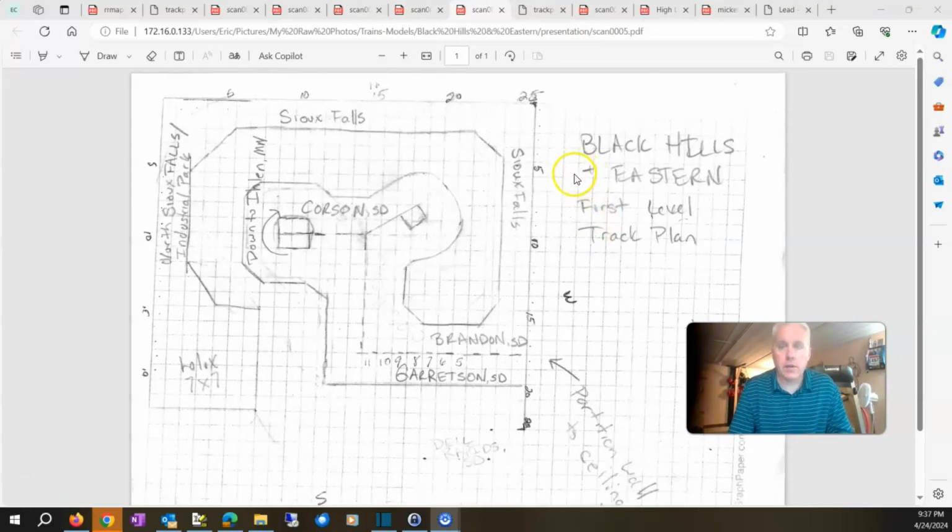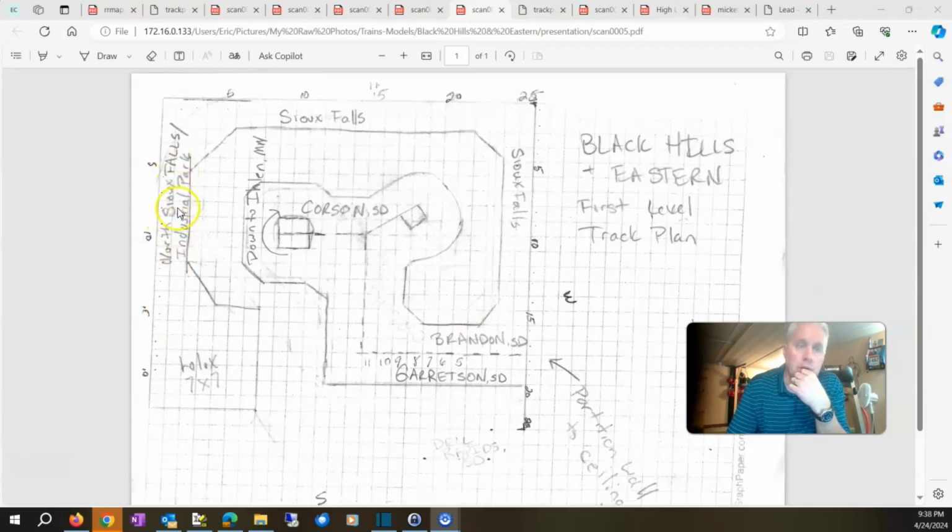Now we are at the main level on the Black Hills and Eastern HO scale model railroad. And I wanted to note here that we've got the helix in here again. There's no interaction from the main level here. That does not tie in with the helix, it just goes around it.